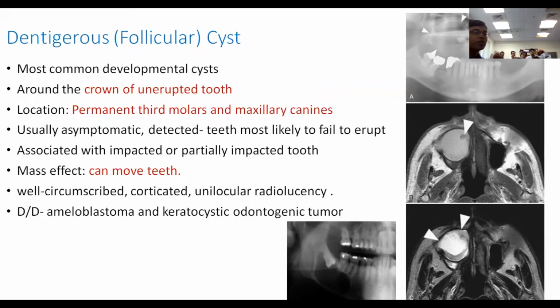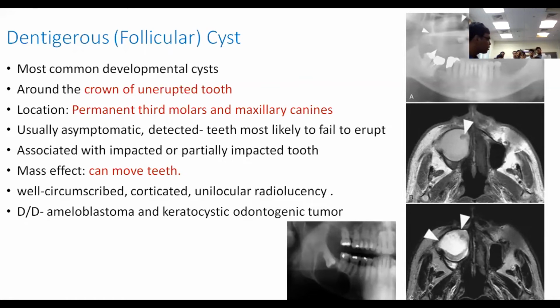So the permanent third molars and the maxillary canines. You will find that is the location, so you should know where it is. All these jaw tumors have a special predilection for some sites, because this is the site where the teeth will originate very late. They will come very late.